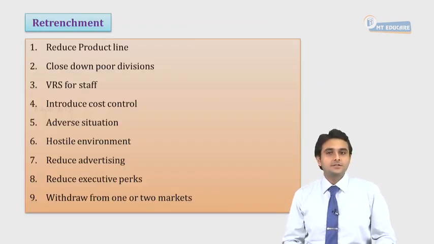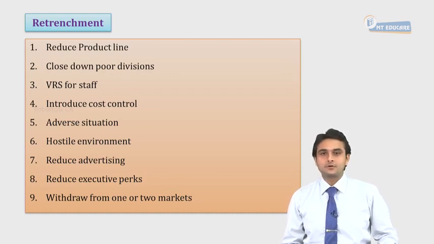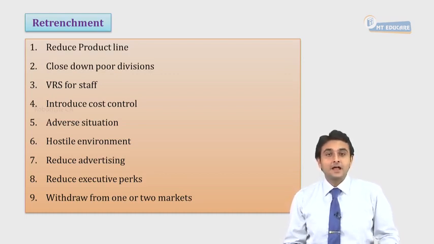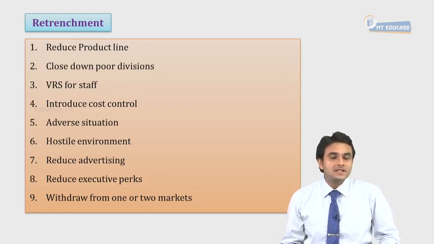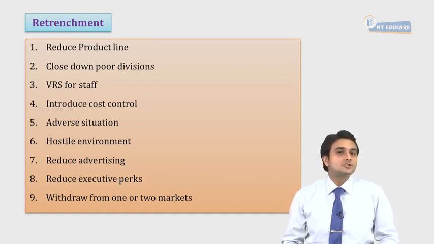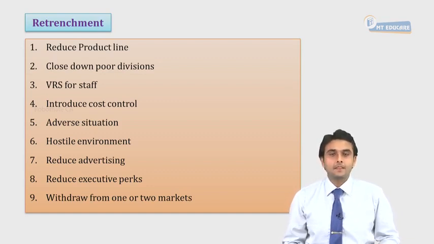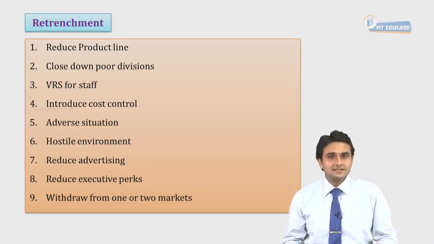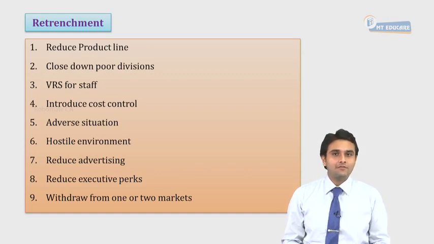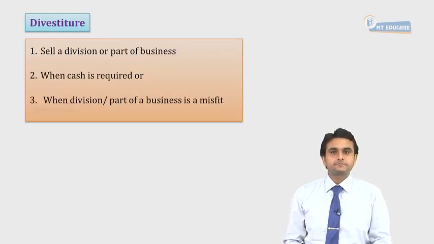As I mentioned just a few minutes ago, retrenchment is nothing but when I take a back foot. So, I either reduce my product line or I close down the poor divisions because the situation is a little adverse and hostile. So, I reduce my advertising, I reduce the executive perks. Now, perks are nothing but the perquisites, the additional facilities apart from salary and remuneration that employees get. I may even withdraw from a few markets. So, this is nothing but retrenchment where I take a back foot in terms of my business.